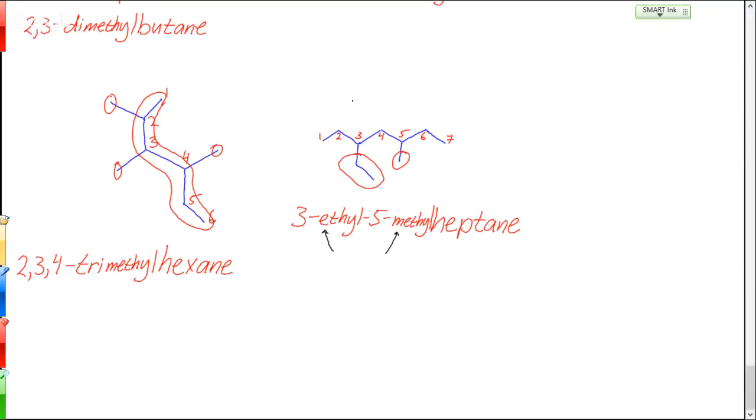This one? What's wrong with this one? I forgot the di on the 3, right? There's 2? No, there's only one ethyl group here. Oh yeah. If it were diethyl, that would mean having another one like that. But no, this one looks good to me.